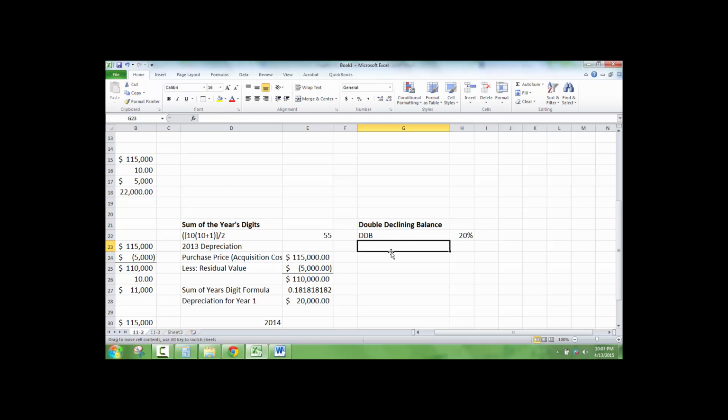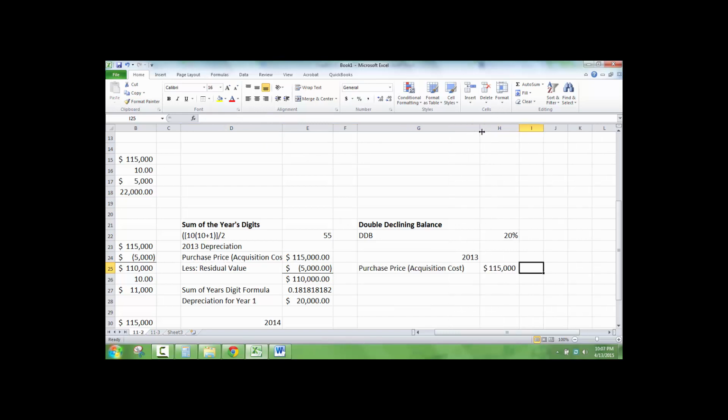So, in 2013, we take the acquisition cost. Remember, we do this, we take the 115, we don't take into account the residual value on this. And depreciation equals this times this.